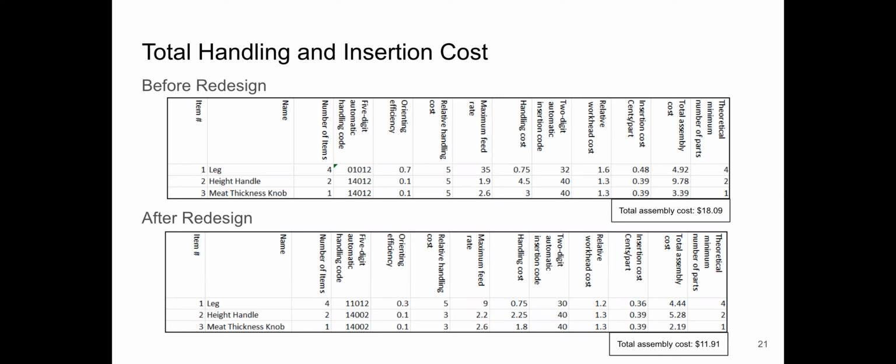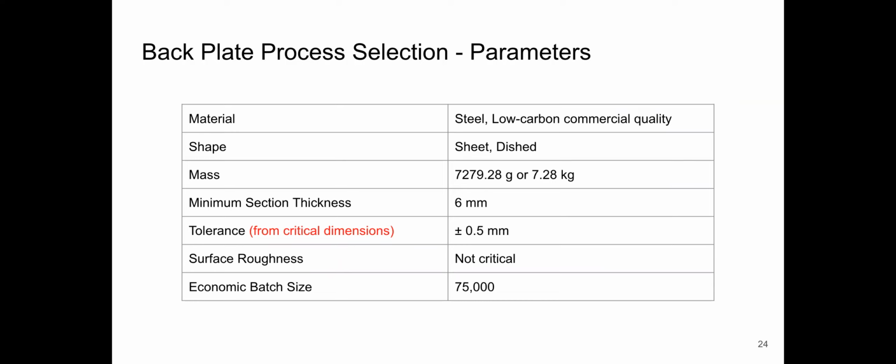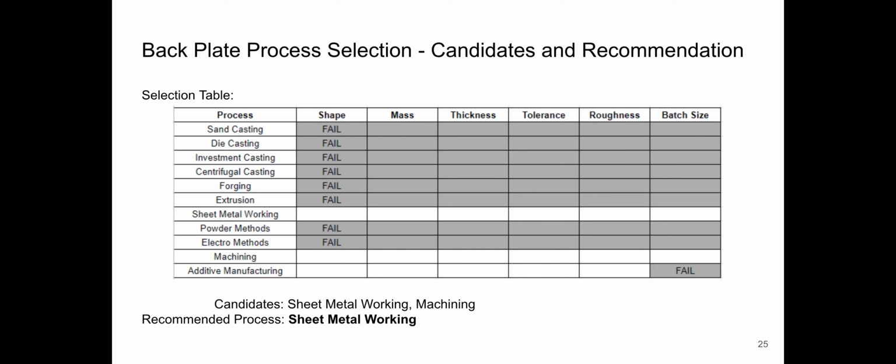Note that due to the height and the length from the last slide and from the component mapping matrix of what this part does, we decided to give this a tolerance of plus minus 0.5 millimeters. Next slide. After taking all of our parameters and running them through the process selection, we found that 2 candidate processes were sheet metal working and machining, with our recommended process being sheet metal working.